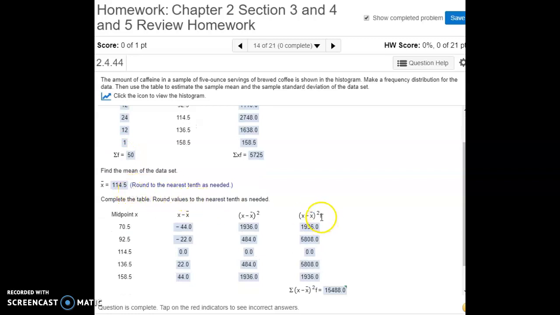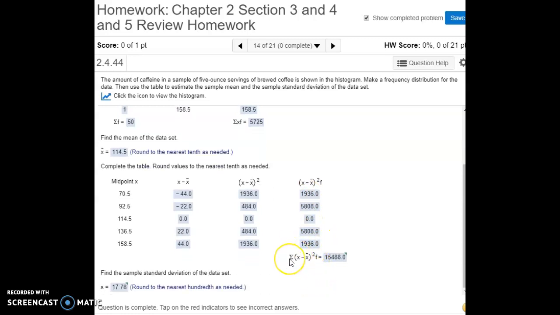So that's this F that's showing up here. There was just one data value in this first class, so you multiply it by 1, it doesn't change. But the second class had 12 data values, so multiply that by 12. And so on. Do that for all of them. And then that symbol here means add it all up. So add up all those data values, and you get that. And the final thing we want to do is find the sample standard deviation. That's what we've been working towards.